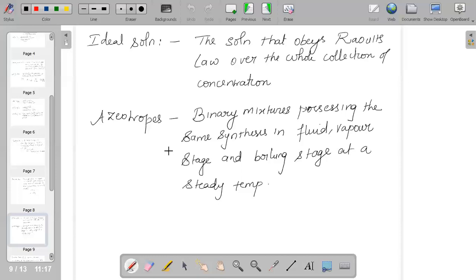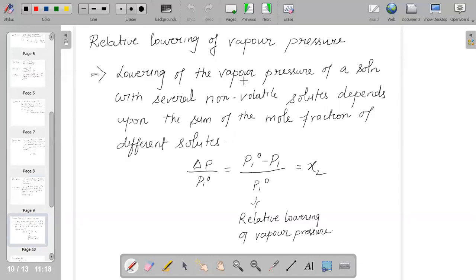And azeotropes are basically categorized into two sections, that is minimum boiling azeotropes and maximum boiling azeotropes. When we say minimum boiling, this solution will show positive deviation from Raoult's law. And if we say maximum boiling, the solution will show negative deviation from Raoult's law. That is the categorization of azeotropes, maximum boiling azeotropes and minimum boiling azeotropes.